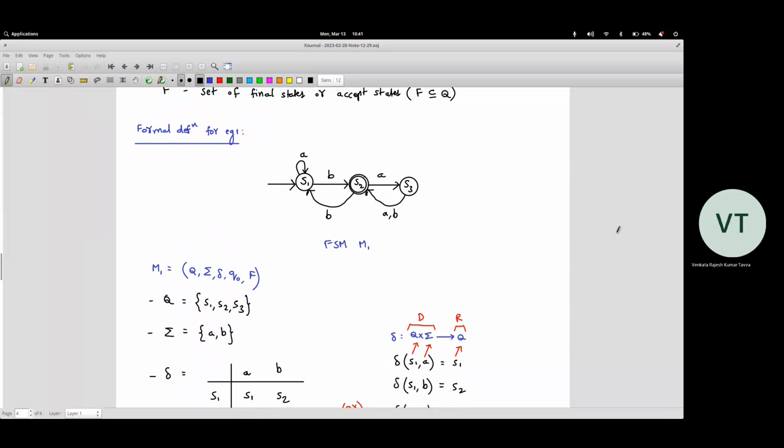Suppose you have m states and you have n input symbols in your alphabet set. How many transitions will you have? Transitions means arrows. How many outgoing arrows will you have in your state diagram? M into n. Because for each state, you have to account for each input symbol. Where does this particular state go on this particular input symbol? So for each input state and input symbol, what is the output state?